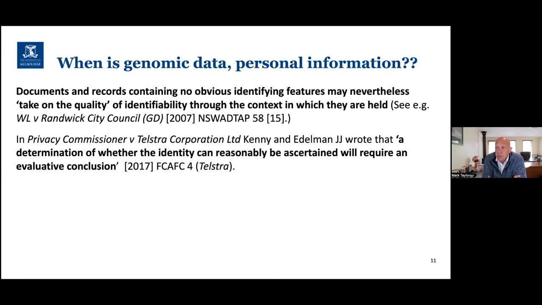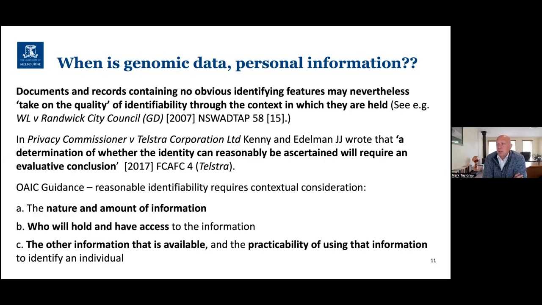As I say, there's limited case law, but there is some regulatory guidance. The Office of the Australian Information Commissioner has said that the notion of whether or not an individual is reasonably identifiable is something which requires contextual consideration. And within their guidance, they've called out these features of the context as relevant. Not only the nature and the amount of information, who will hold and have access to information, but the other information that is available and the practicability of using that information to identify an individual.